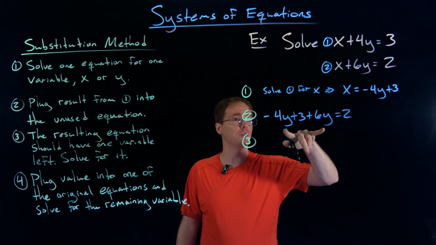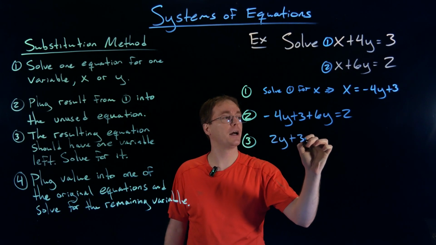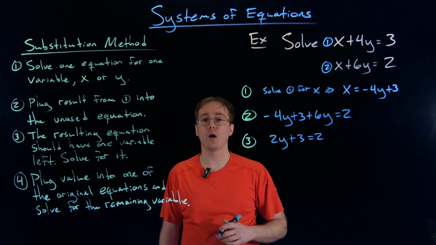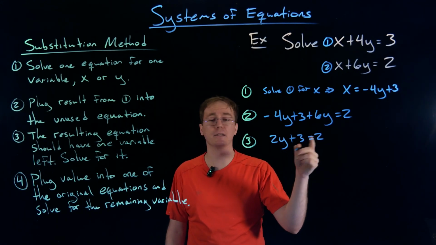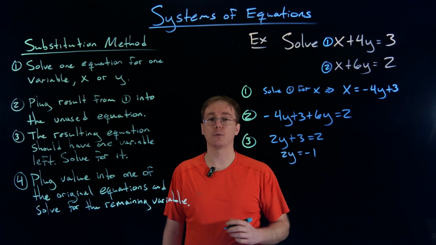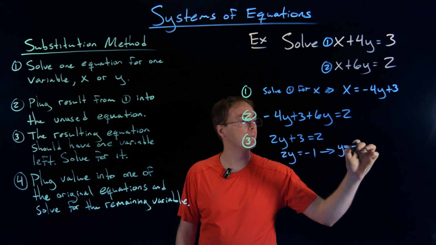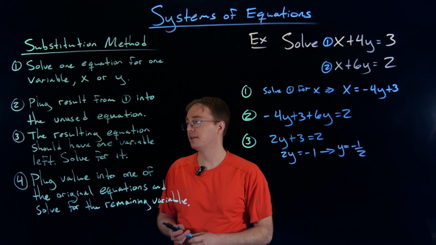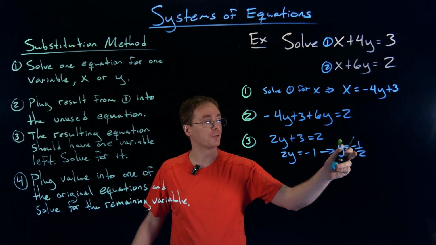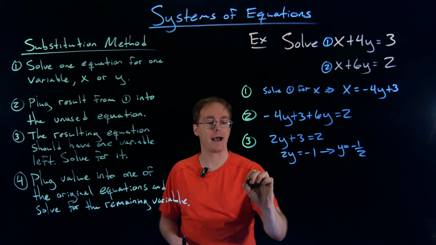So let's combine like terms. Negative 4y plus 6y gives us a positive 2y. So the left-hand side of our equation can be simplified as 2y plus 3 is equal to 2. We can then subtract 3 from each side. You get 2y is equal to negative 1. We can divide both sides by 2 and find that y must be equal to negative 1/2. And so that completes step 3. We took that resulting equation and we solved it for the remaining variable of y, and we found that y must be equal to negative 1/2.